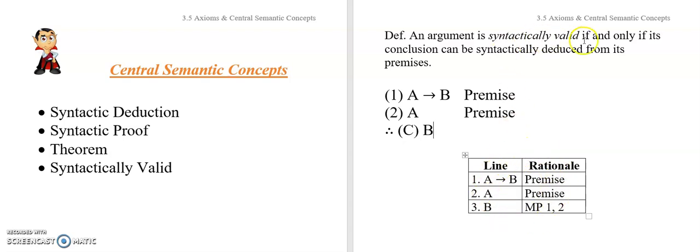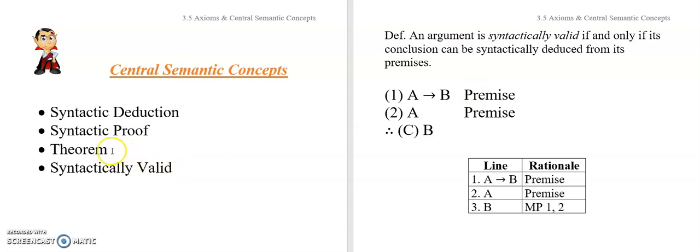This is a syntactic deduction showing that its conclusion can be syntactically deduced from its premises, and so this argument is by definition therefore syntactically valid, okay? And so I hope you're tracking all of these concepts, and you should take some time to maybe practice talking about them with a friend or with your instructor.